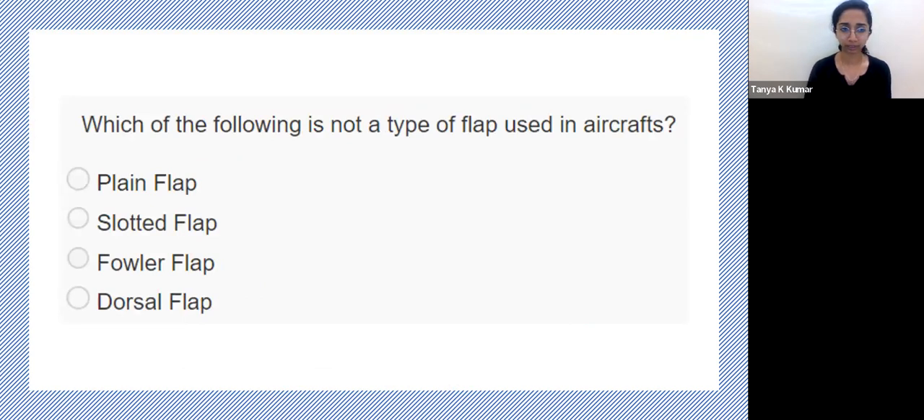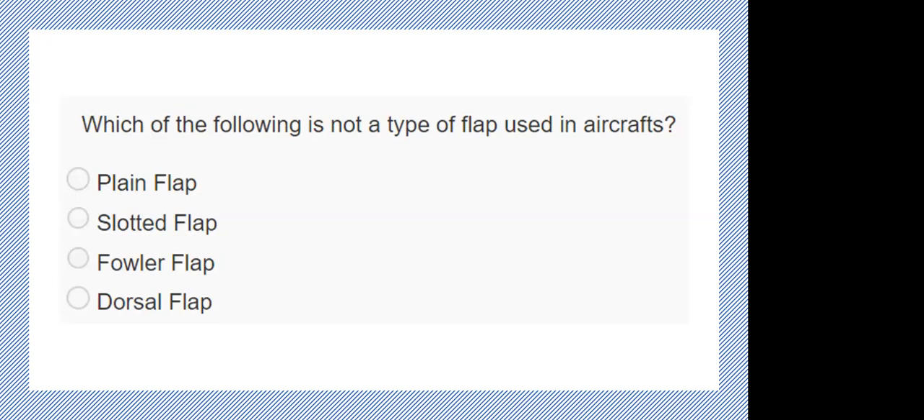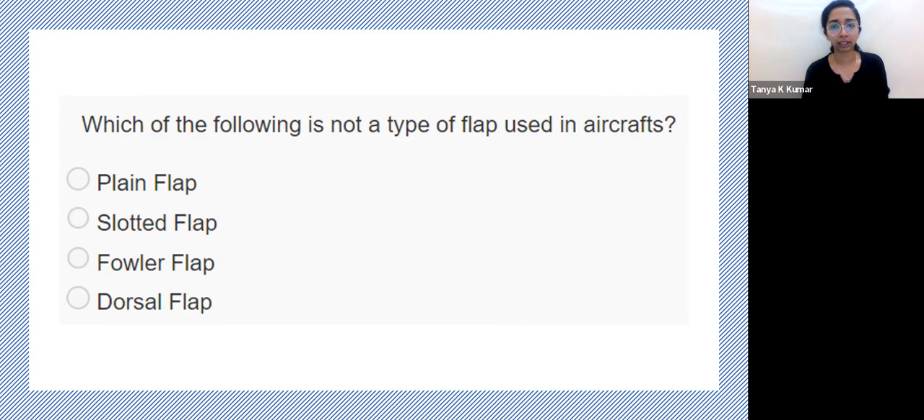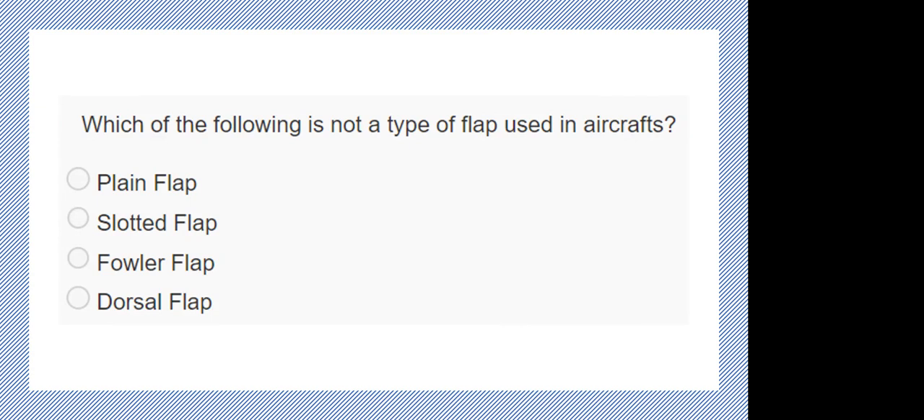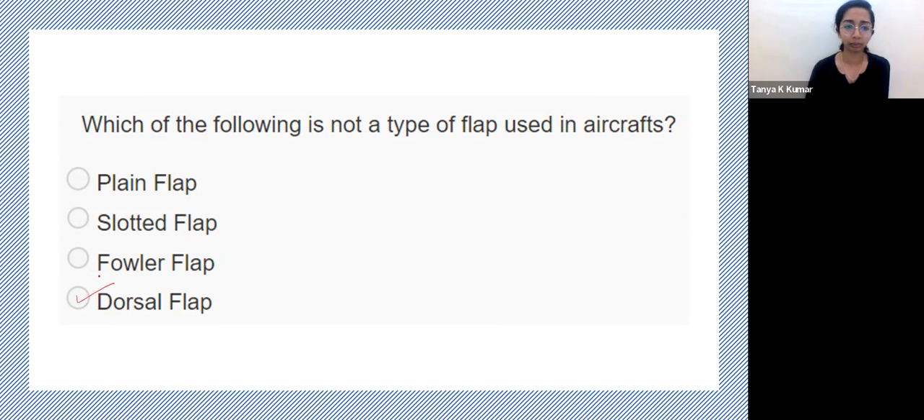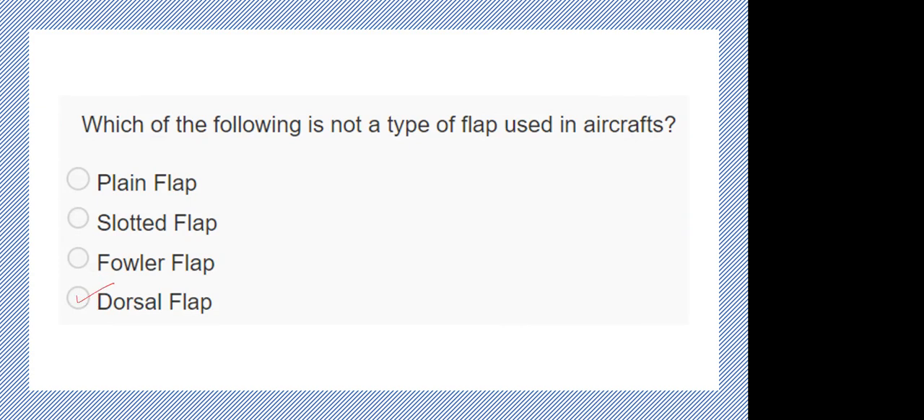Okay. Which of the following is not a type of flap used in aircraft? What are flaps? Ma'am, flaps are high lift devices. Yes. So which of the following is not a type of flap? Fourth option, dorsal. Dorsal, ma'am. What was associated with dorsal? What did we have? Dorsal fin we have.